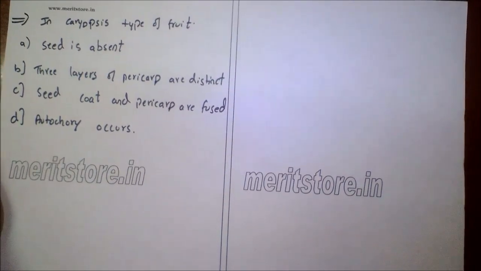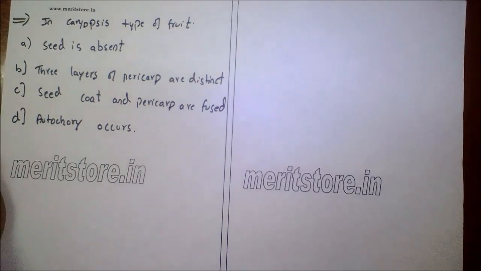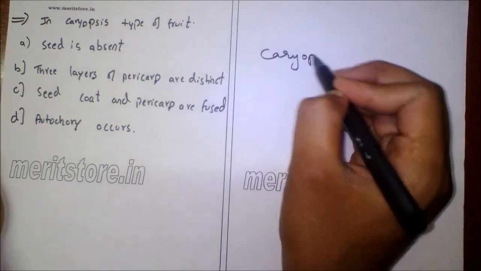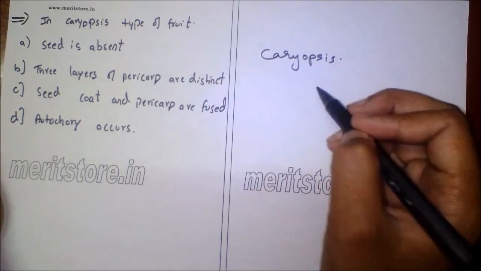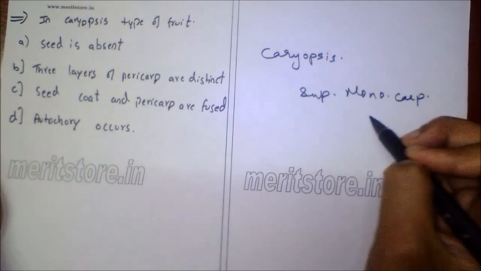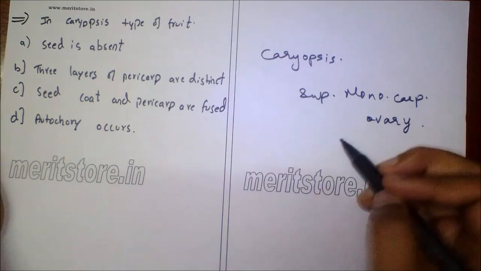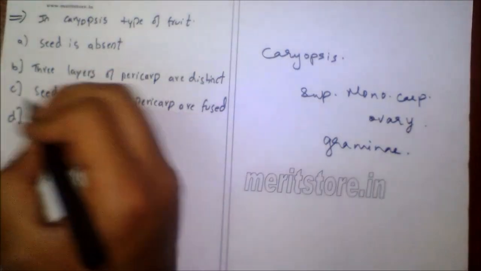In Caryopsis, the type of fruit is: A. Seed is absent. B. 3 layers of pericarp are distinct. C. Seed coat and pericarp are fused. D. Autochory occurs. So Caryopsis is a very small, dry and one-seeded fruit which develops from superior monocarpellary ovary. Here the pericarp is closely fused with seed coat. It is characteristic of family Gramineae, which is seen in wheat and maize. So option C is the correct answer.